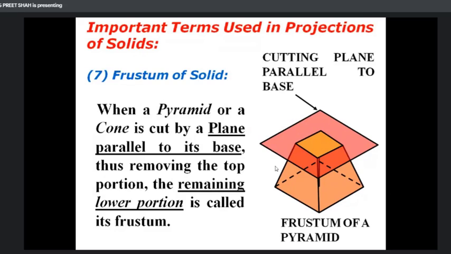Understand what is the meaning of frustum solid? I gave the example of a square pyramid. I cut the square pyramid by a plane, so the solid is converted into two parts: the top part and the bottom part. If I remove the top part, the remaining part is called the frustum of the solid. So this is the frustum of the solid. Understand? Okay, next.